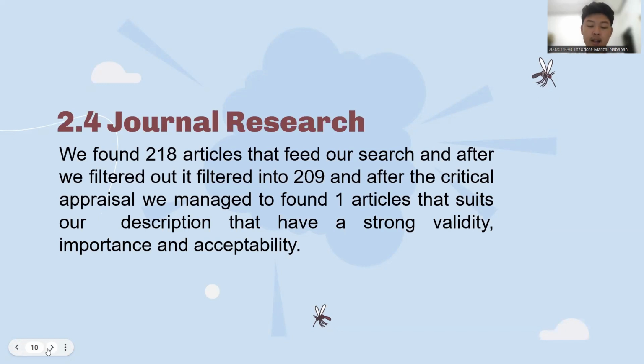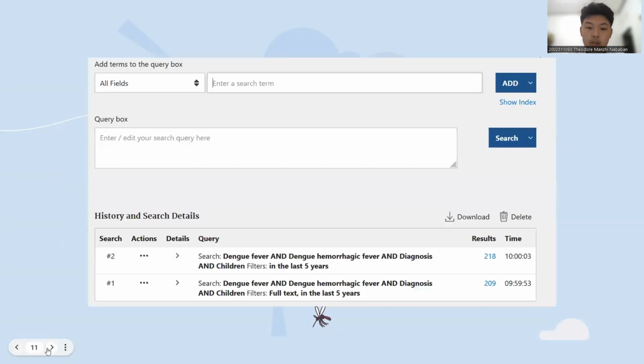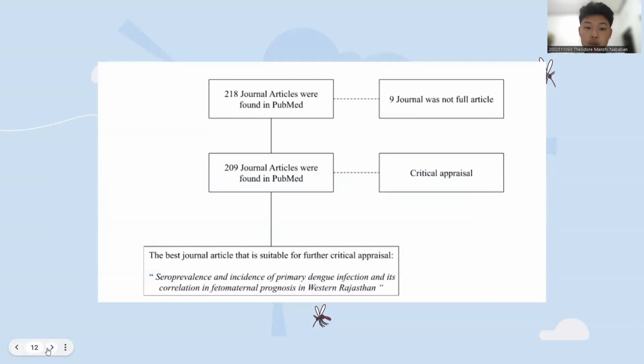validity, importance, and acceptability. So this is our documentation for the PubMed Advanced Search Engine. We used the keywords dengue fever, dengue hemorrhagic fever, diagnosis, and children. We filtered using the last 5 years, and the second filter we used was the full text filter. From the 218 journal articles found in PubMed, there are 9 journals that were not full articles.